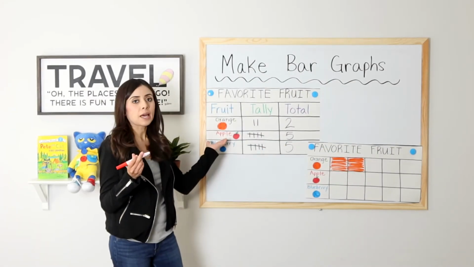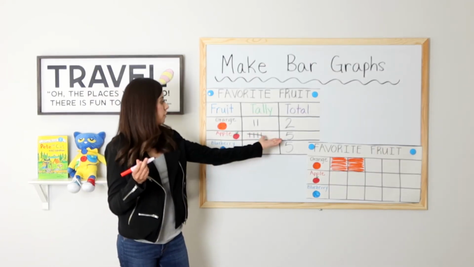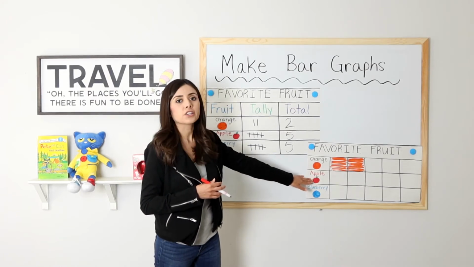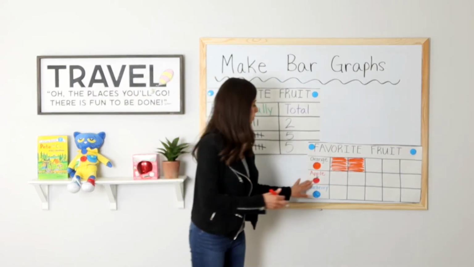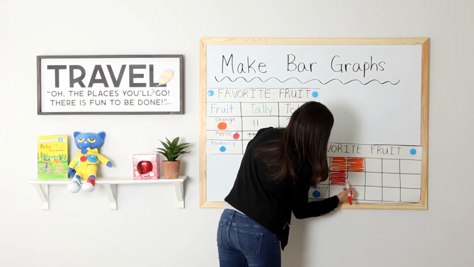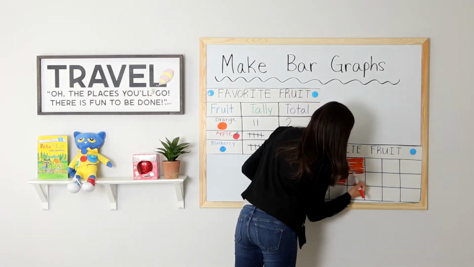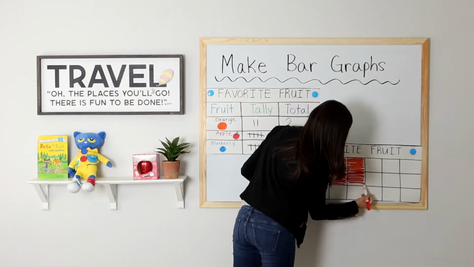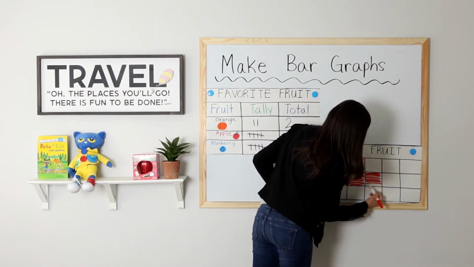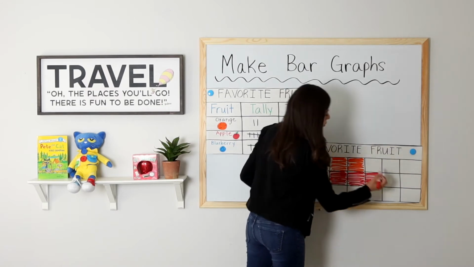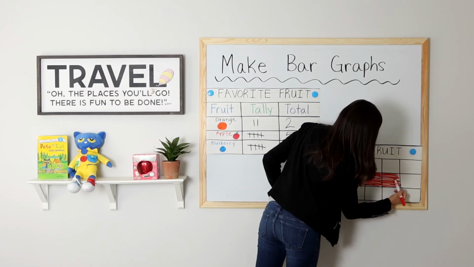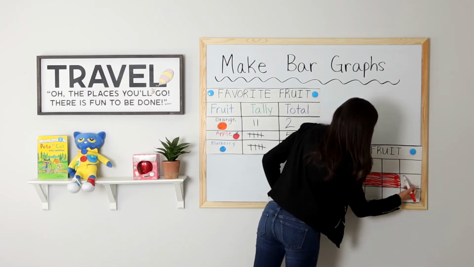I will use red for my apple. How many students chose apple as their favorite fruit? 5. So I will go ahead and come down to my bar graph under apple and color in 5 squares. Ready? 1, 2, 3, 4, 5.